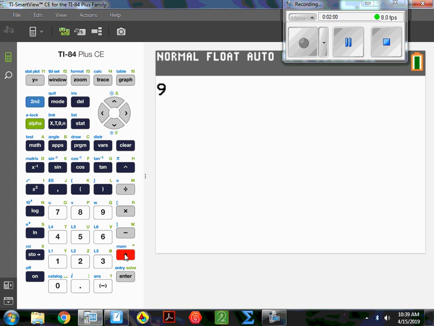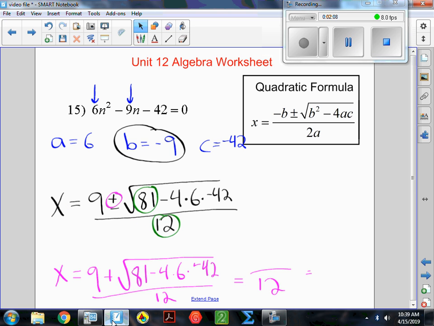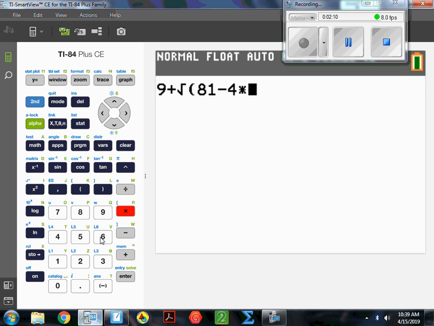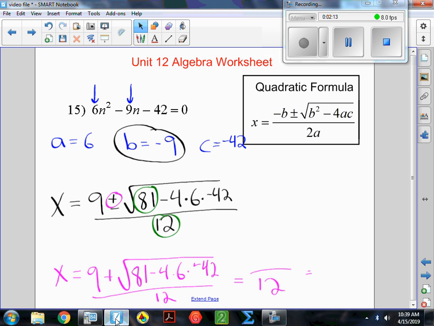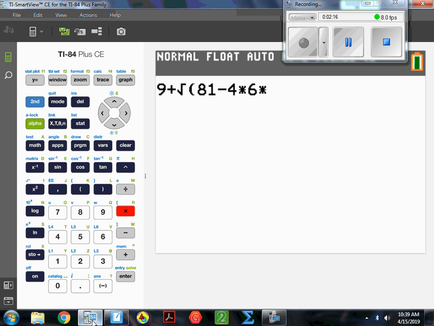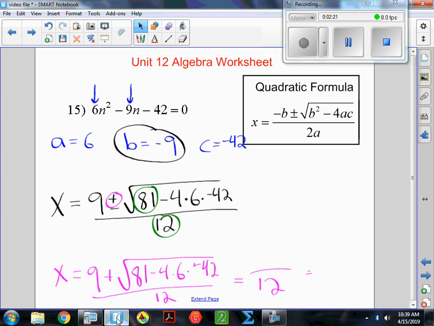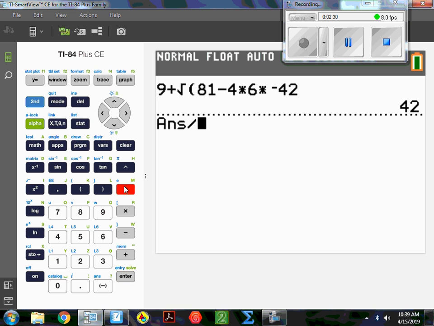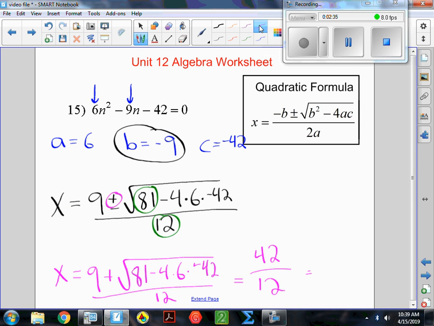So 9 plus square root b squared is 81 minus 4 times a, don't remember it, 6 times c. C is -42. Enter. So 42. So 42 over 12. 42 over 12, you can simplify that. You could type in 42 and then divide by 12. Gives you 3.5. So 3.5 is one of the two solutions.